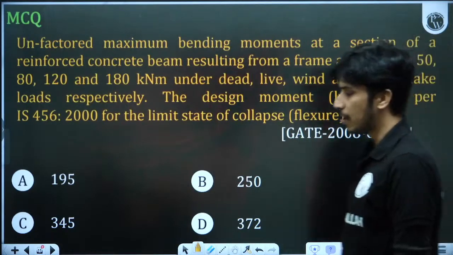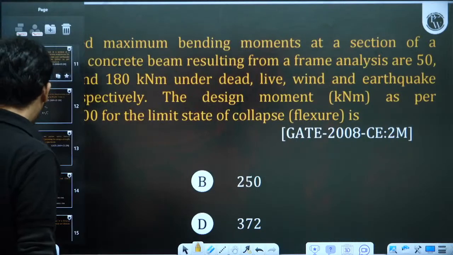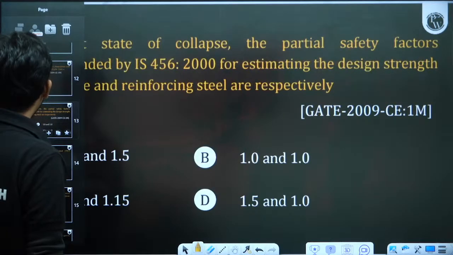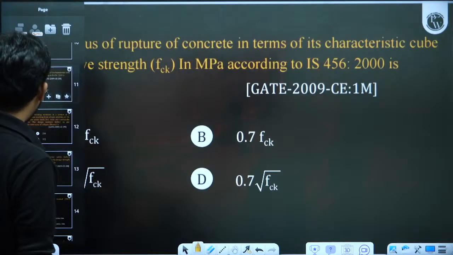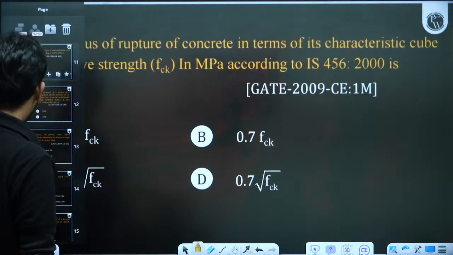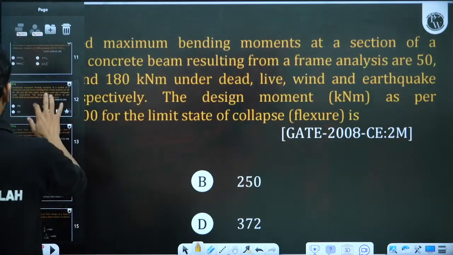This question is also a direct answer type of question. I understand that there is some calculation involved, so let us not move towards this question. Let us move towards this question. This is a direct answer question, of 1 mark. Let's move this question somewhat below.